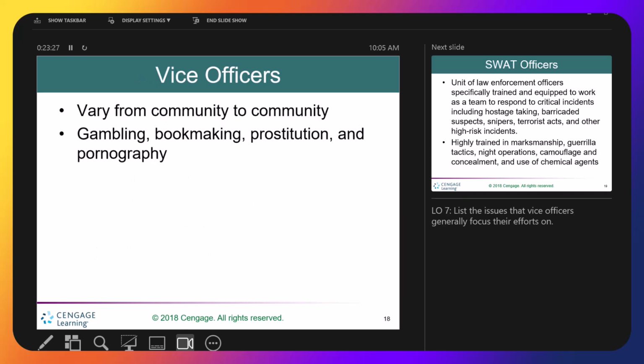Vice units vary from community to community. They would investigate things such as gambling, bookmaking, prostitution, and pornography. Those are specialized units. Most of what they do a lot of times is undercover when they're trying to get into these types of organizations, and a lot of times they'll work with a lot of informants as well.